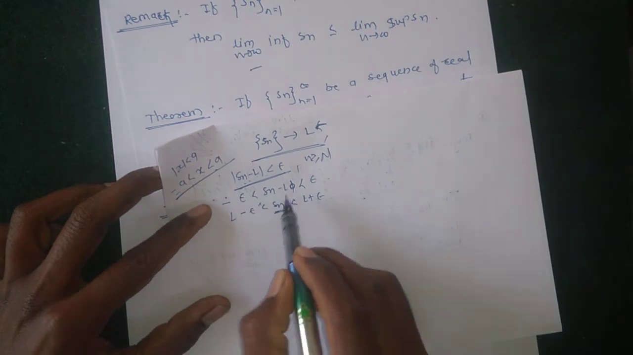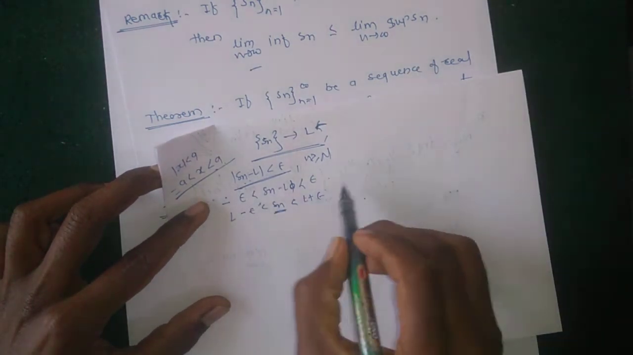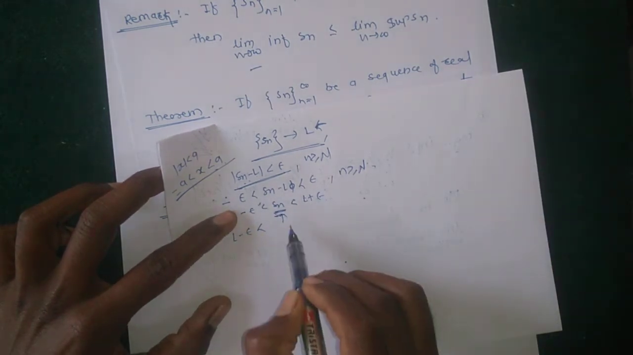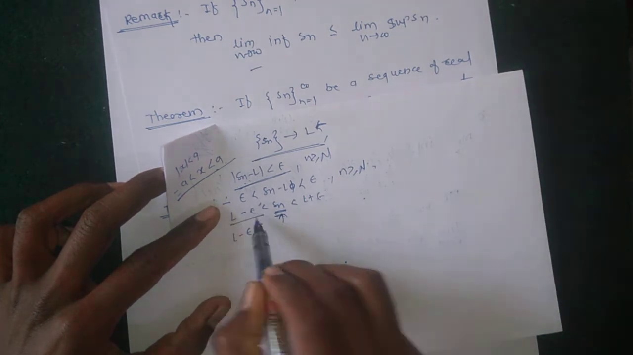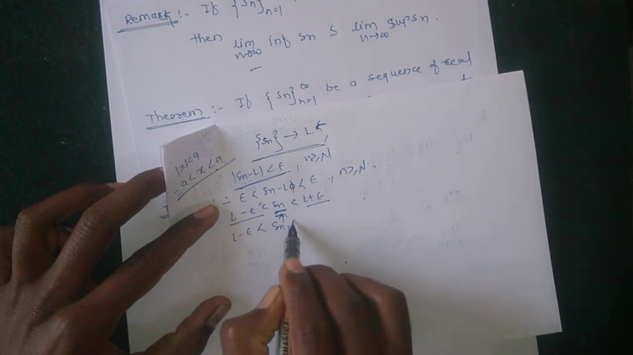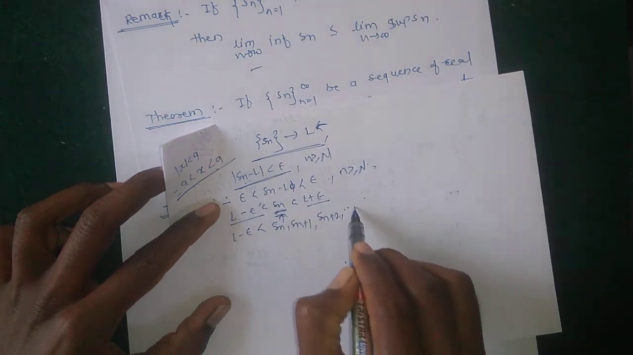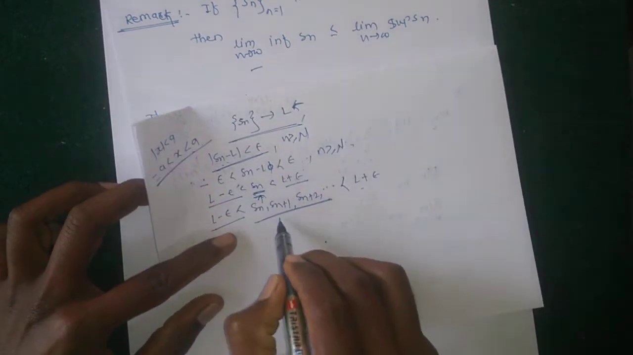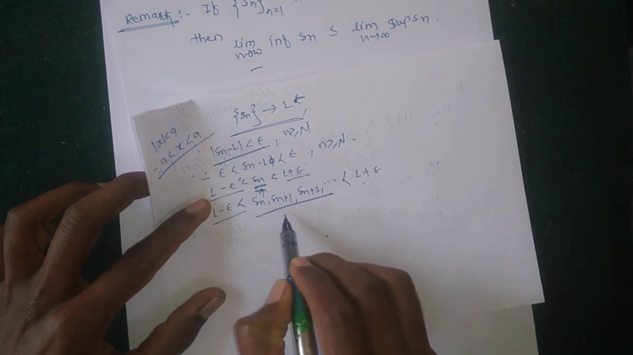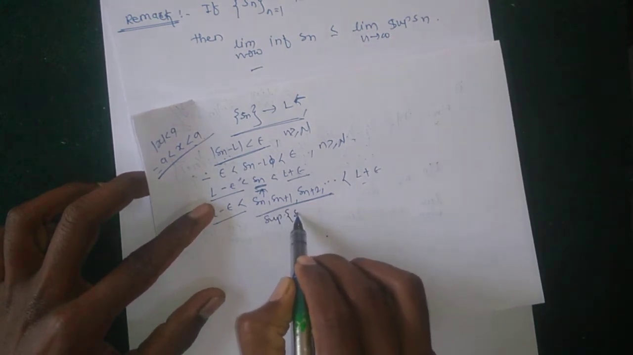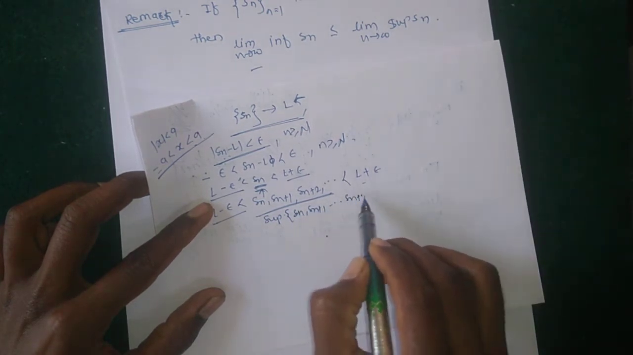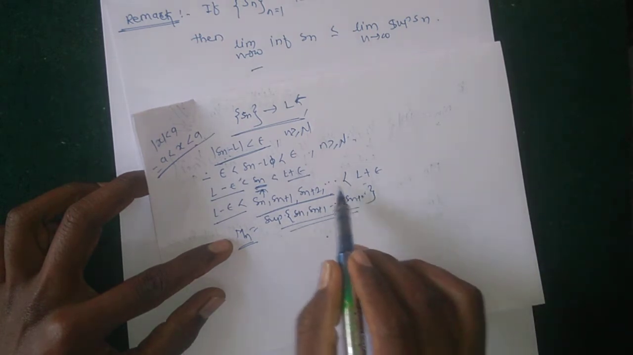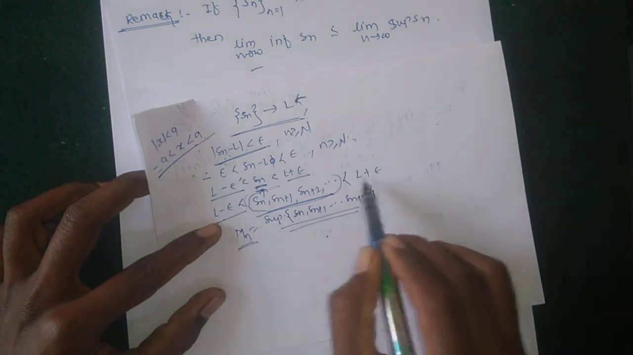This holds for all n greater or equal to N, so all these terms of Sn lie between L minus epsilon and L plus epsilon, and therefore Sn plus 1, Sn plus 2 and so on, all these terms also lie between L minus epsilon and L plus epsilon. So the supremum of these terms, which we call Mn, equal to the supremum of Sn plus 1 and so on, lies between L minus epsilon and L plus epsilon.